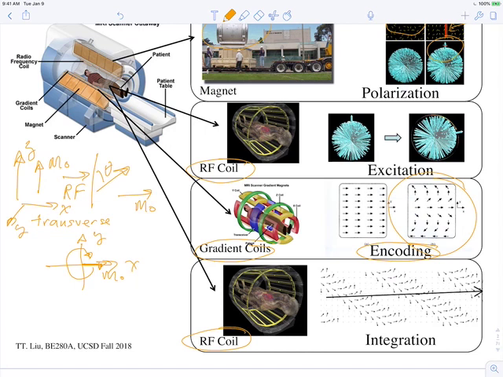But the idea is that part is the integration part, where we just sum up all the contributions of all the spins. So we're going to review that a little bit today, have you do an exercise, and then go further on into k-space and pulse sequences. All right? Any questions up to now? Okay.